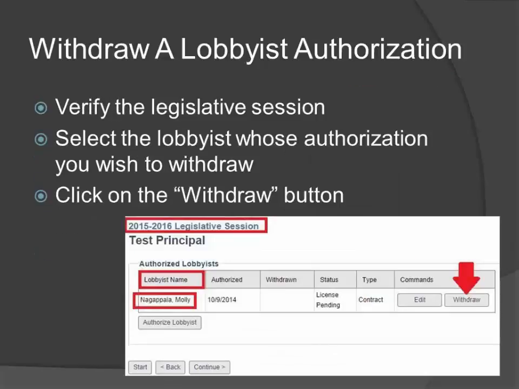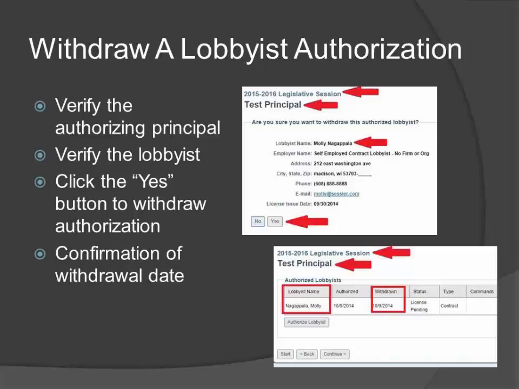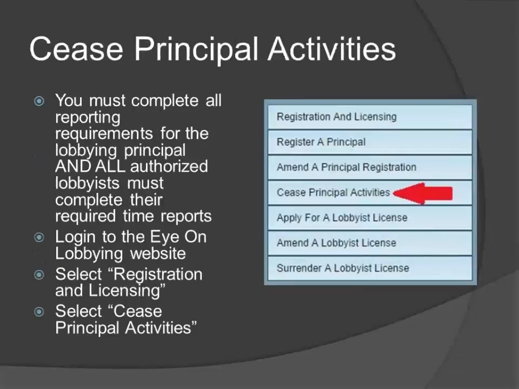Verify the authorizing principal. Verify the lobbyist. Click the Yes button to withdraw authorization. You will then see a confirmation of the withdrawal date in the table of authorized lobbyists.